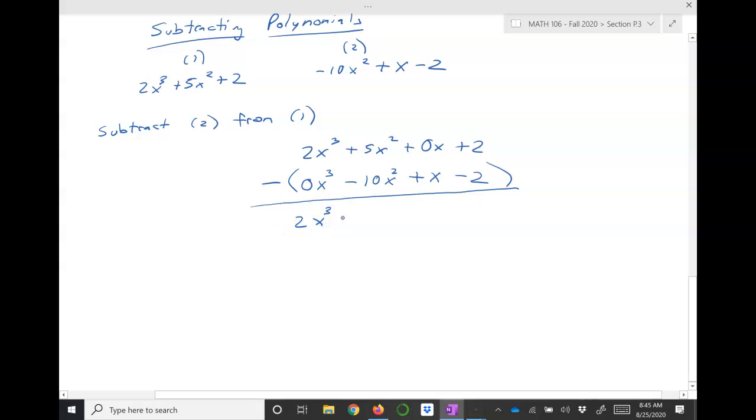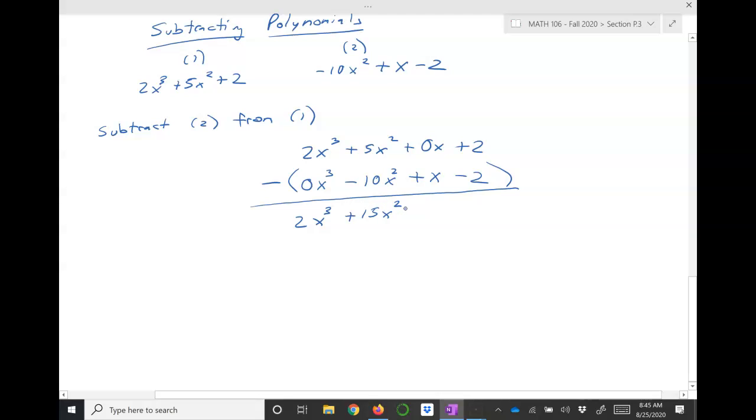All right, now we're on to the x squared term. So it's 5 minus a negative 10, right? So that negative 10 sign flips to be a positive 10. So we're really doing 5 plus 10. Does that make sense? Right, because those two negative signs become a positive. So that's going to be plus 15x squared.